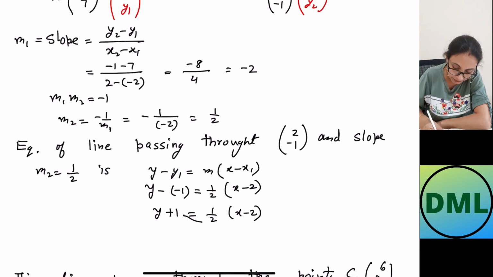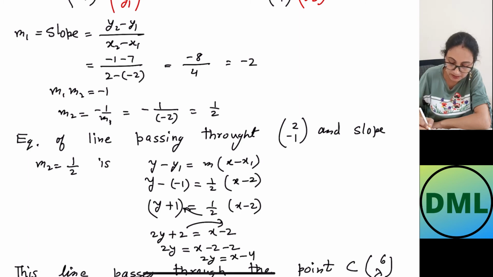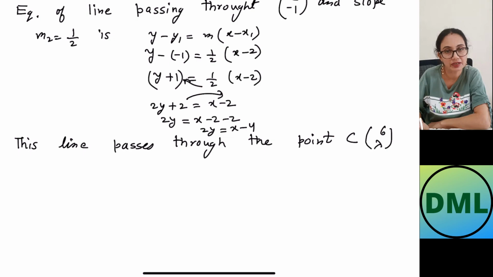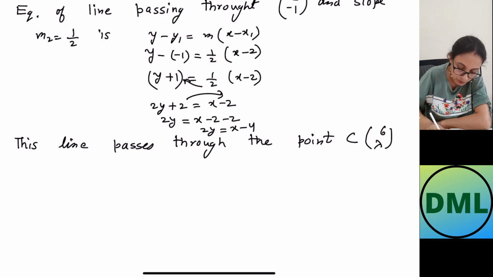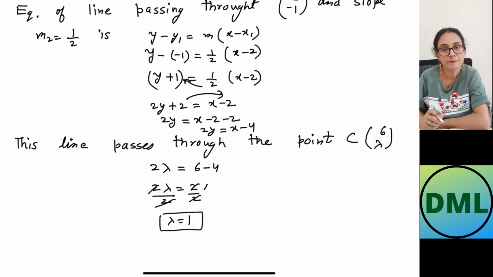If I solve it here, if I do the cross multiplication on left hand side, it will be 2y plus 2 is equal to x minus 2. So move this 2 on right hand side. This will be 2y is equal to x minus 2 minus 2, can be written as 2y is equal to x minus 4. Now, this equation of the line passes through the point C, 6, lambda. So I'll substitute that value in that equation. So 2y is 2 lambda is equal to x is 6 minus 4. So 2 lambda is equal to 2. So now divide this 2 on both the sides. You will get lambda is equal to 1. That will be your answer for the third part.